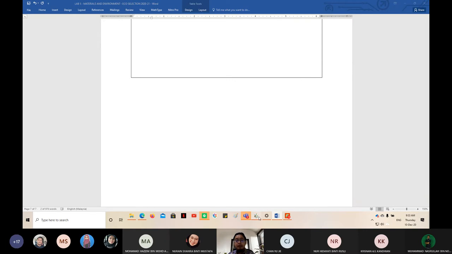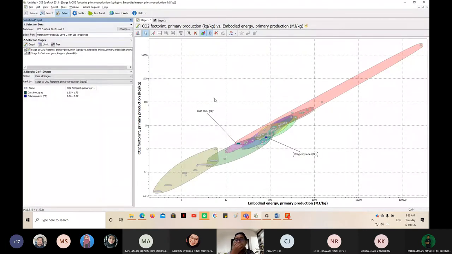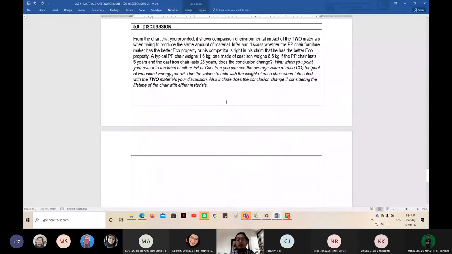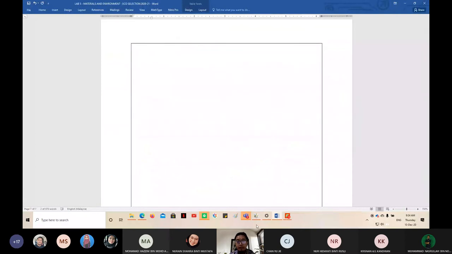Between getting a cast iron chair, for one chair using cast iron, we use about 8.6 kilograms of cast iron, whereas for a PP chair you only use about 1.6 kilograms, even though it has higher energy consumption to produce compared to cast iron. But it has different mass and also cast iron lasts longer as opposed to PP. So you need to use some calculation to justify your answer and put it inside the discussion.